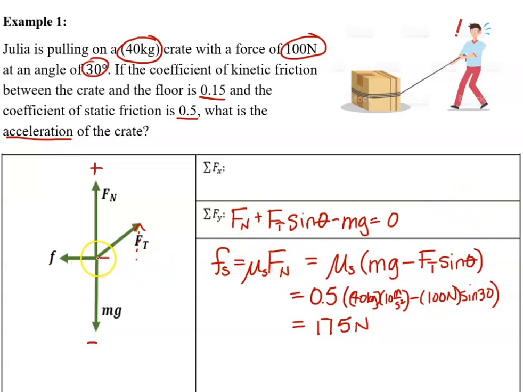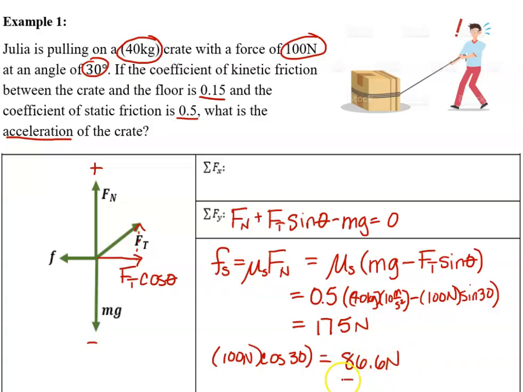So the pulling force is going to be the horizontal component of tension, which is Ft cosine theta. So Ft cosine theta is going to be 100 newtons times the cosine of 30. And when I calculate that, it's going to give us 86.6 newtons. So the pulling force is significantly less than the maximum amount of static friction. So if I pull with 86.6 newtons of force, this is not going to move. So that means the acceleration is going to be 0.